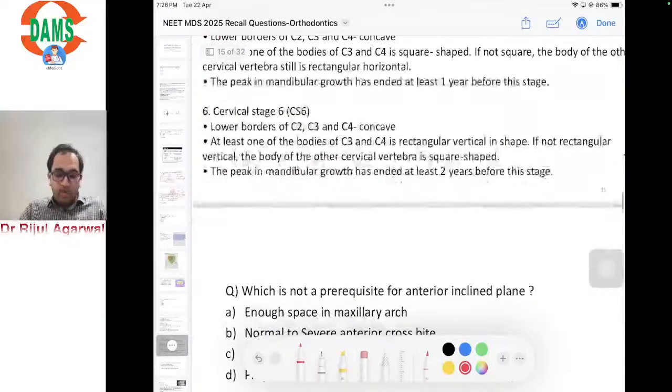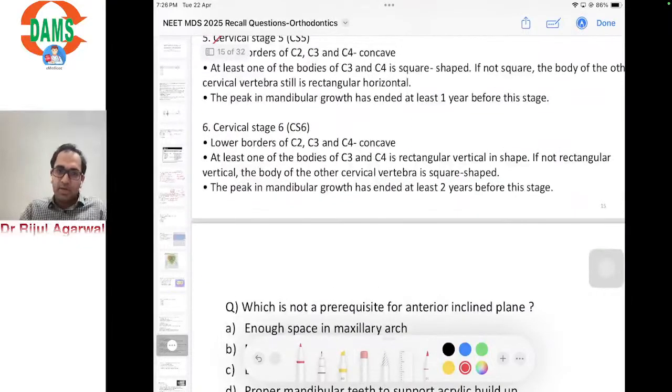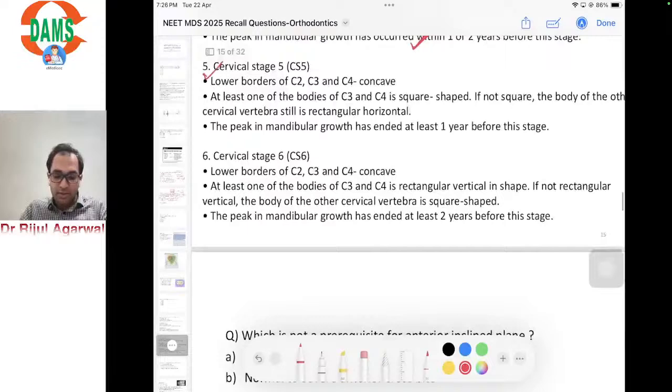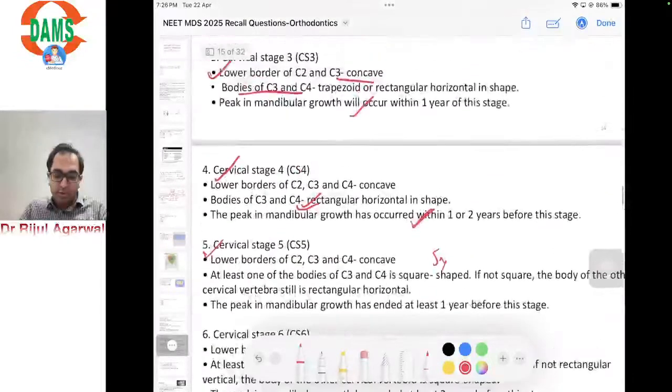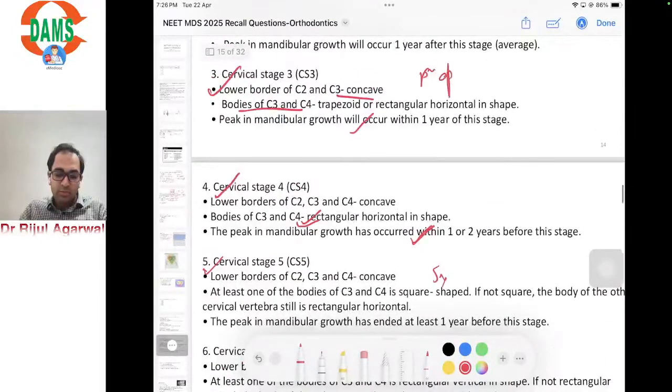Okay, and last is CS5 and 6. अगर 5-6 में है तो patient is surgery only. 3-4 में you can go for functional appliance, mostly 3. 4 में है तो you can go for fixed functional appliance.